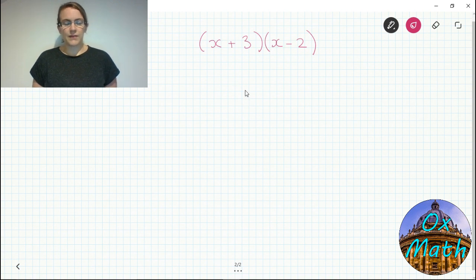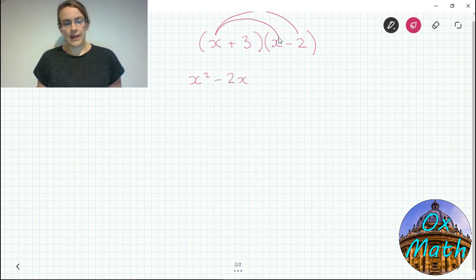And you might have a different method for doing it. You might do it using the FOIL method, or the smiley face, or the claw, or the grid method. But all this really means is that everything in the first bracket has to be multiplied by everything in the second bracket. So we've got x times x, which gives us x squared, and the x also has to be times by the minus 2, so minus 2x. We've then got the 3 times the x, which gives us plus 3x, and the 3 times the minus 2 to give us minus 6.